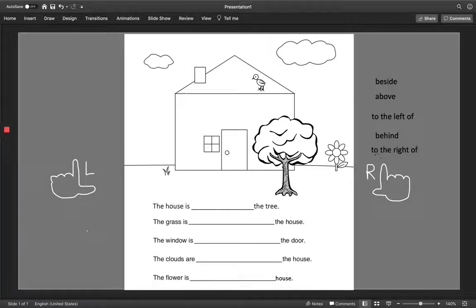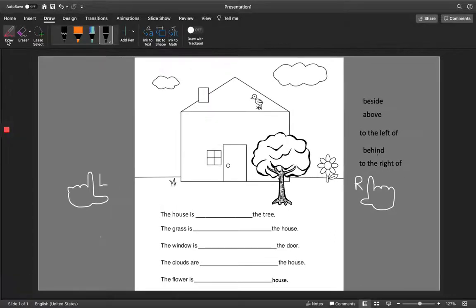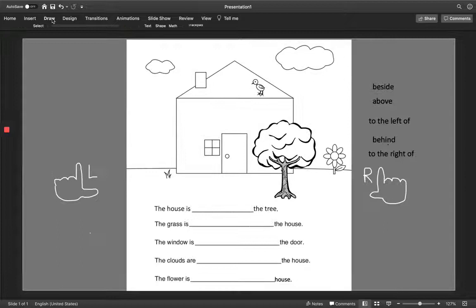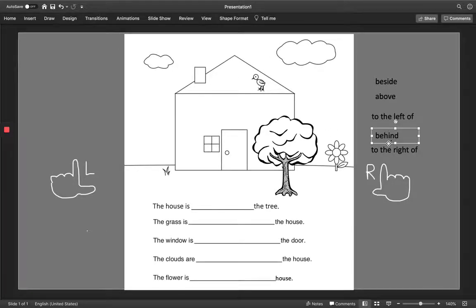But let's make sure that that's the right word. The last one says to the right of. So we know that this is left on this side, so that means this side is the right. Is the house to the right of the tree? No. So that means that the word that fits here is behind. The house is behind the tree. Very good. Now the next sentence says, the grass is blank the house.